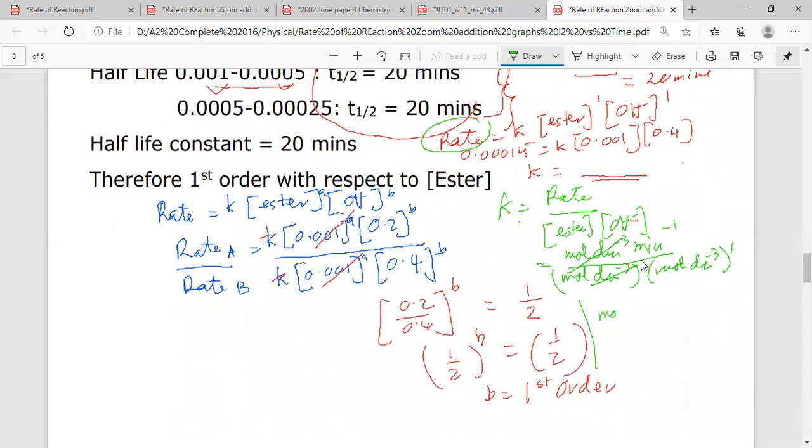So it's mole minus 1 dm cube minute minus 1. Got it? That's why you need to actually know what is the unit for your rate. It's always constant. It's mole per dm cube per time. Can be second or minutes. No, per time. So this is fixed. So if you know that, then everything is simple.